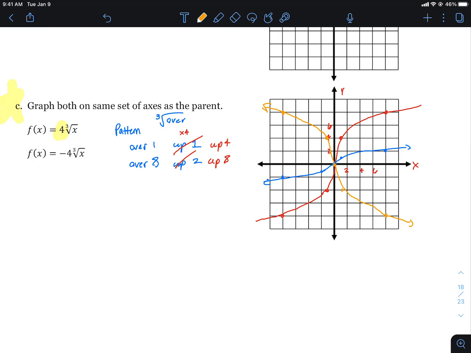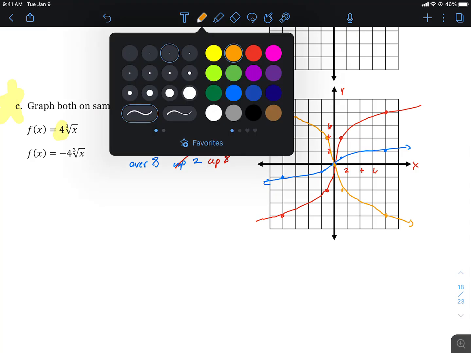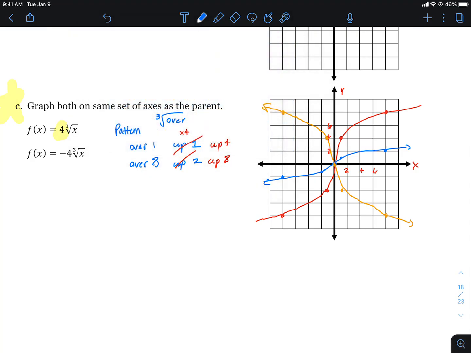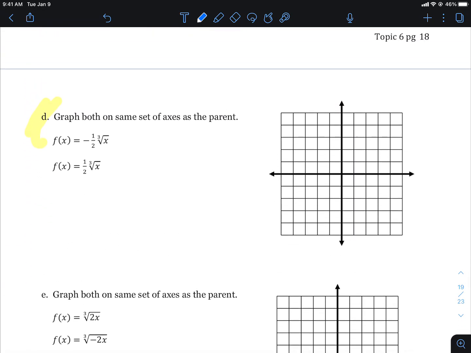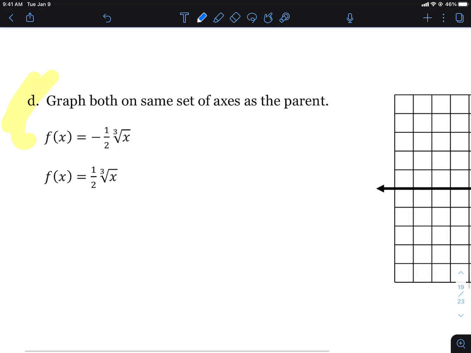So I think this next one here I want to practice with a fraction out in front. So we'll do one of those. And then I think we're going to be pretty close to done here. Let's see here on this one, you got the negative 1/2 and the positive 1/2. So I guess let's do the negative 1/2 first.